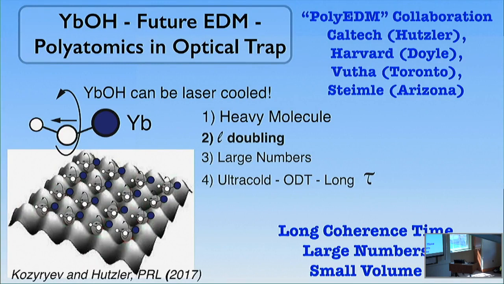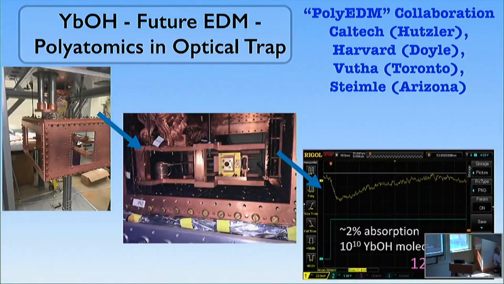So what it means is that we think we can laser cool ytterbium monohydroxide. This is an MOR molecule. Ytterbium monohydroxide is an EDM-sensitive molecule. It has orbital angular momentum along the internuclear axis, which was absolutely crucial for both the JILA experiment and for the ACME experiment. There's a proposal by Kozyryev and Hutzler that outlines this entire experiment, and now we have a collaboration called PolyEDM for all these participants that are listed here, and it's going extremely well.